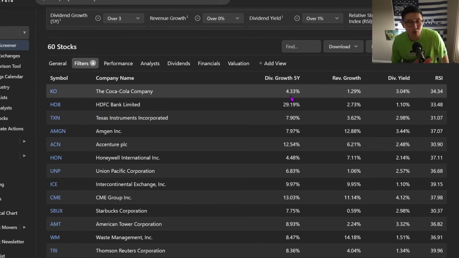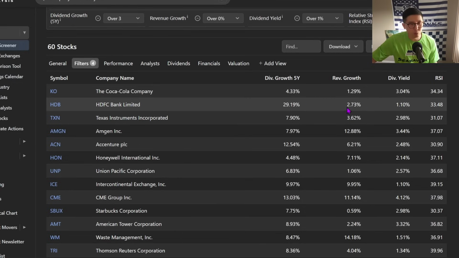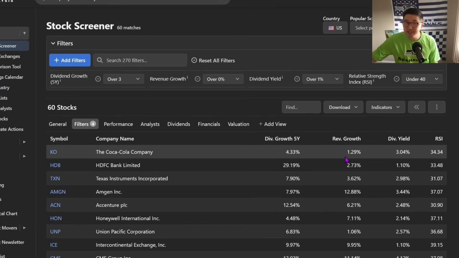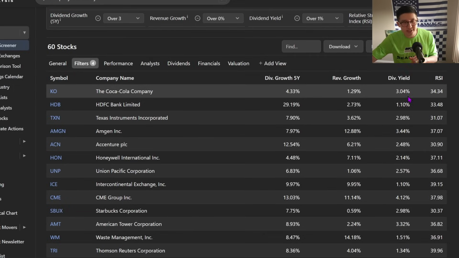Now, as a general rule of thumb, usually if the EPS grows at a rate of like 10% year over year, then the dividend growth rate is usually half of that or a third. So it'll be like a 5% dividend growth rate or even like a 3% dividend growth rate. So the Coca-Cola Company, their dividend is growing at a rate of 4.3%. Their revenue is growing year over year at a rate of 1.2%. That means their gross sales are increasing, and objectively this company is still growing, and their dividend yield is 3%. And their current RSI is at 34.